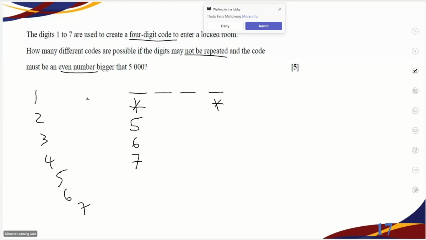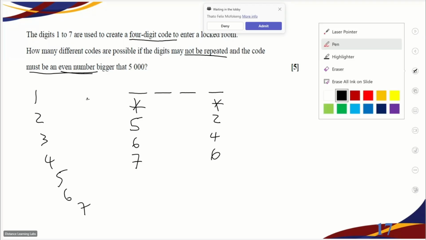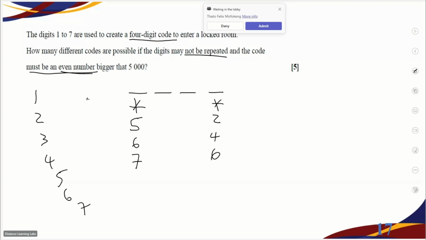The last position is restricted by the condition that the code must be an even number. What are the even numbers that we have among the numbers given to us? It can either be 2, 4, or 6. Now, the digits are not allowed to repeat. If there is a number that appears on 2 restricted positions and digits are not allowed to repeat, then it is advisable for us to do it separately.